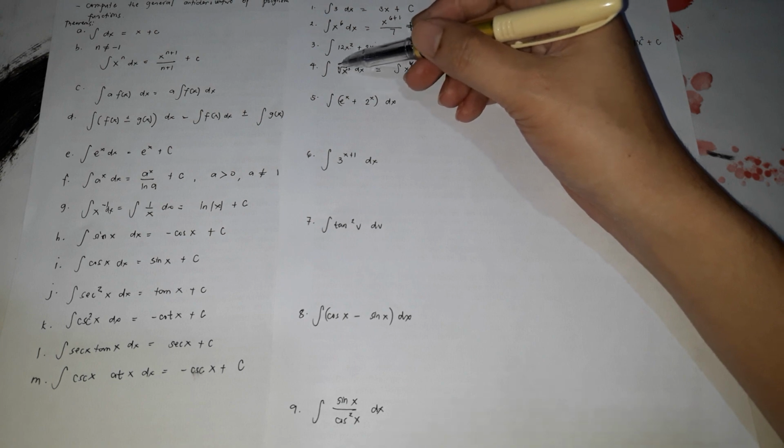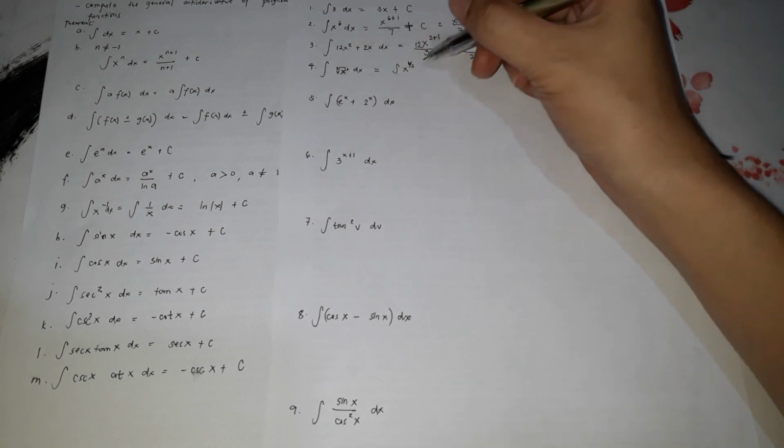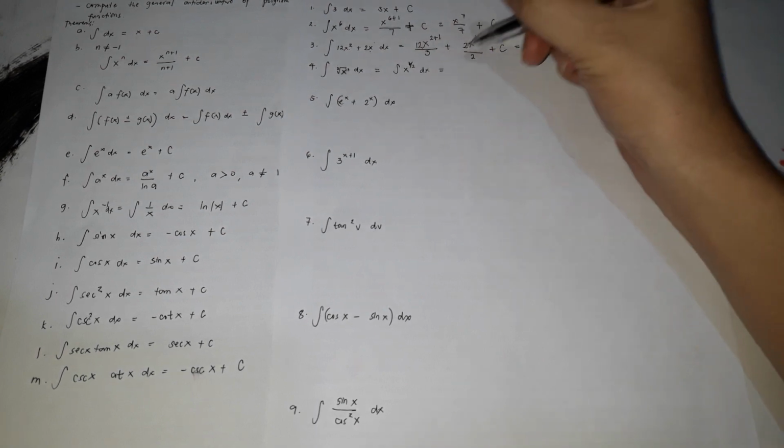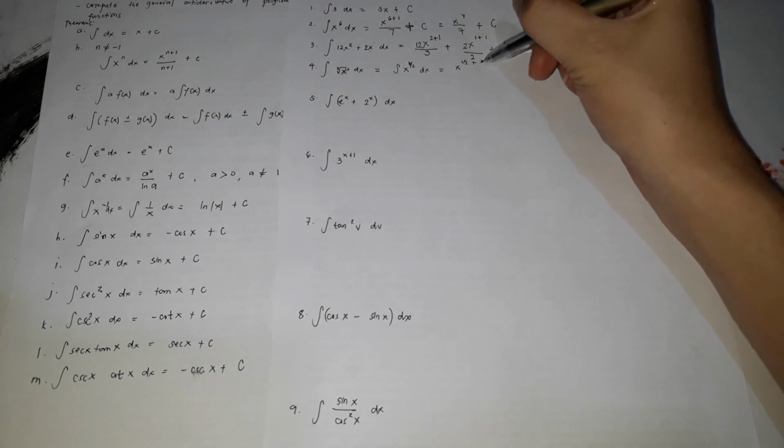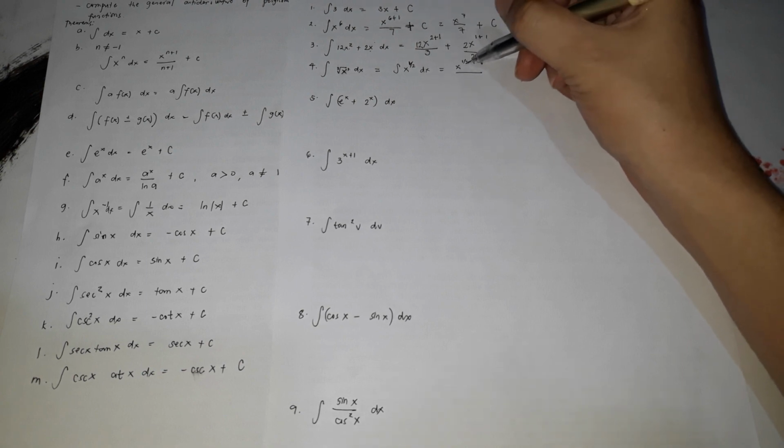If this is 2, this is 3, so 2 thirds. So that's it. All you have to do is the same process: 1 half plus 1 over the sum, which is 3 halves, so that it will be easier.